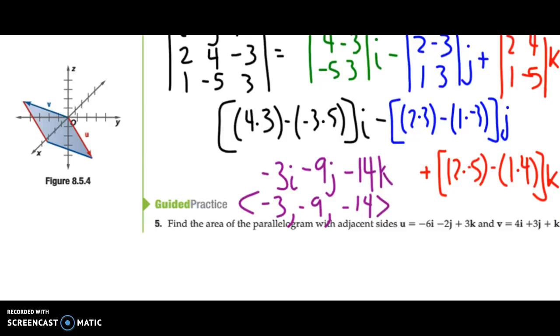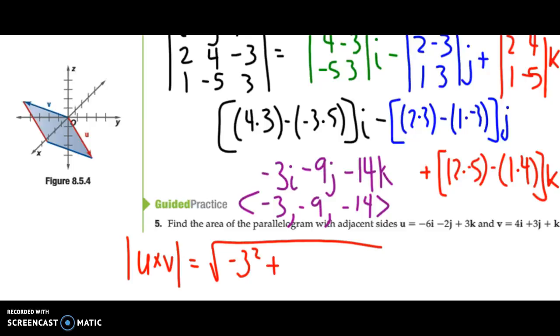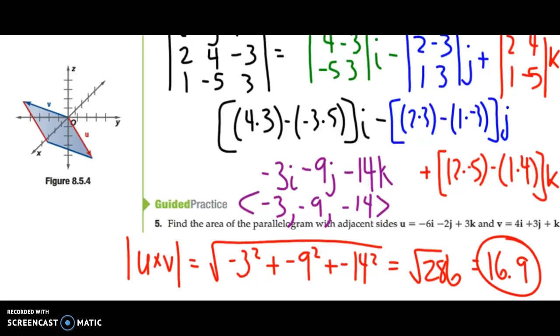So how do we find magnitude? Well, we did an example of it earlier. Remember, to find the magnitude of u cross v, the square root of negative 3 squared plus negative 9 squared plus negative 14 squared. And when I do that, I get the square root of 286, which is approximately 16.9. So, interesting enough, you take the two vectors, you find their cross product, then the magnitude of that cross product is the area found in this parallelogram right here. There's a guided practice problem I drew underneath it, but you can try that problem now.